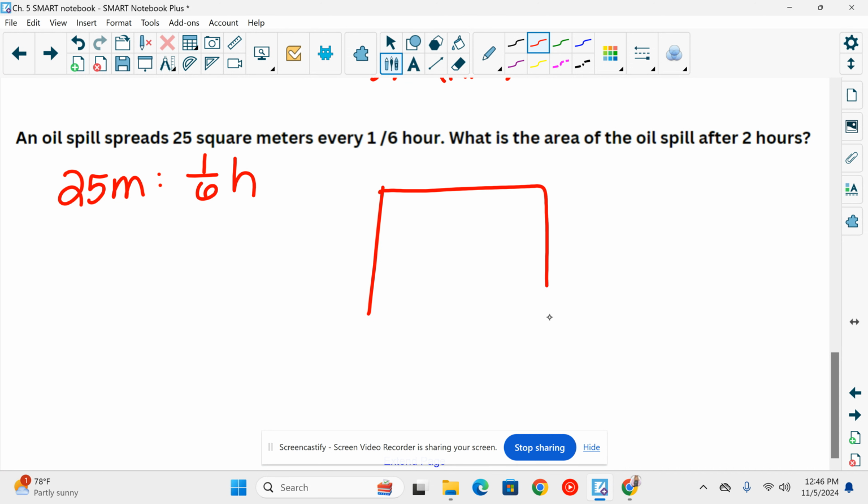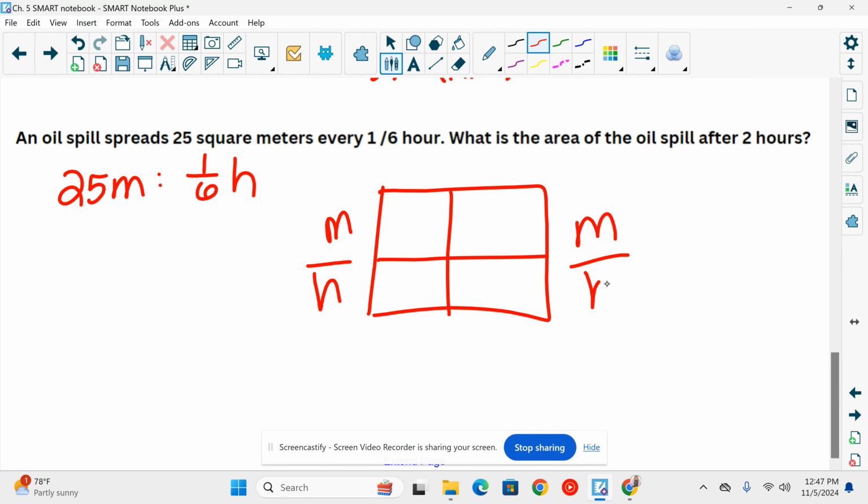So when I make my ratio box, I want my meters first because it comes first in the ratio. And I want my hours on the bottom, back to where time is on the bottom. Whatever I label on one side, I need to label on the other. My original ratio was 25 to 1/6. The second column comes from the question. The question says, what is the area? We don't know. We don't know how many meters after 2 hours.